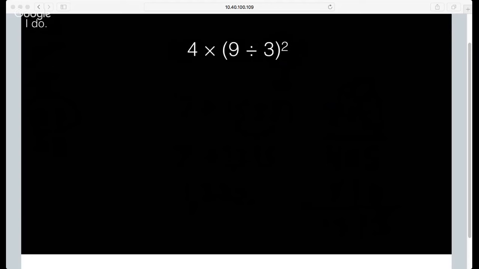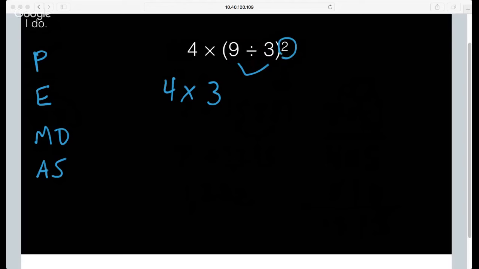Okay, now we're going to, again, get into some that are a little bit more difficult. In this case, we do have parentheses, so we need to solve that first. Inside the parentheses there's only one operation, and it's division. So we're going to do 9 divided by 3. I'm going to rewrite this problem, 4 times whatever our solution is in our parentheses. What's 9 divided by 3? That's going to be 3. And we still have this squared, so I'm going to bring it down over here. So now we have 4 times 3 squared. And we're done with parentheses.